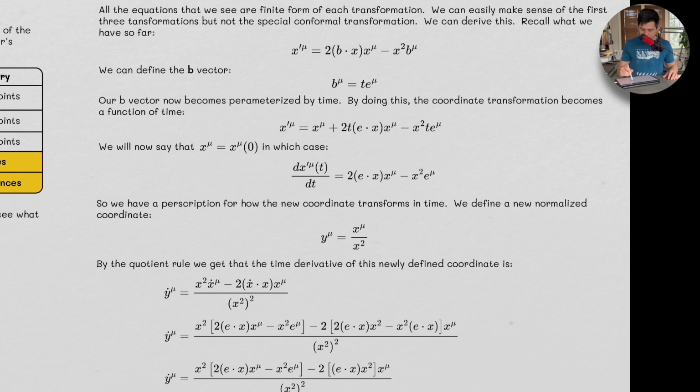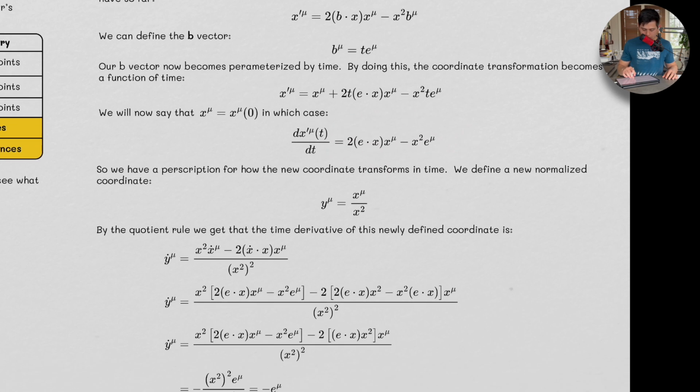Right, so right here. Okay, we can now say that if this is just a constant, right, this is just our original point, that's just a constant. So the time derivative, the rate at which our new coordinate changes, well, that's going to go to 0 because this is not a function of time. It's just a single point that's not moving. It's going to equal all of this. Okay, so we have a prescription now for how the new coordinate transforms in time.